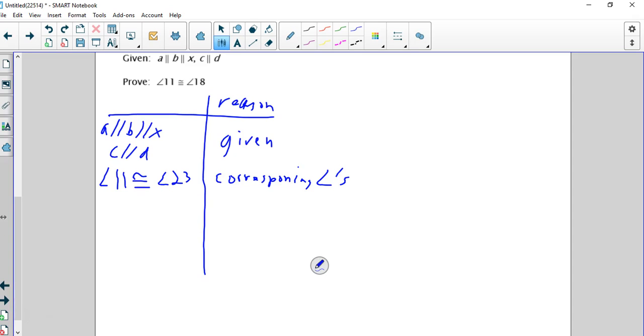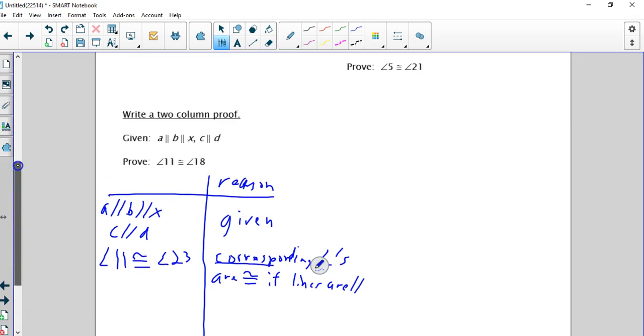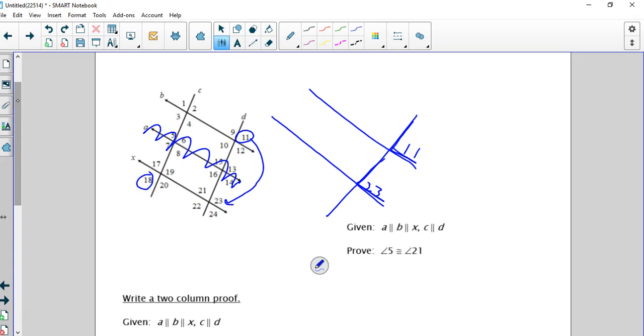It's a little wordy, but you should technically say something like corresponding angles are congruent if lines are parallel. You can use symbols, and you can even abbreviate corresponding, especially since I've got the D here. You can also say if lines are parallel, corresponding angles are congruent. It doesn't matter which order you do it in. So we just proved that 11 and 23 are congruent.